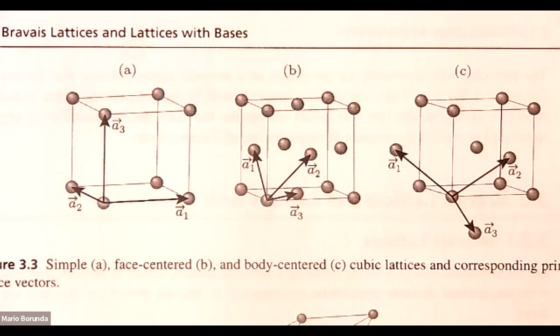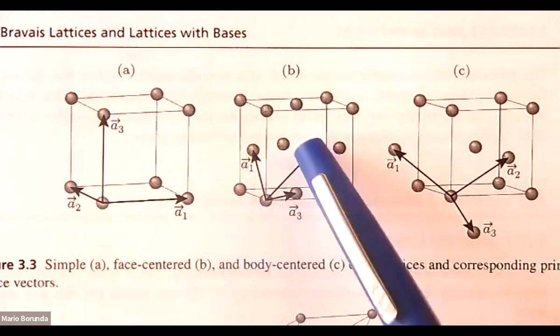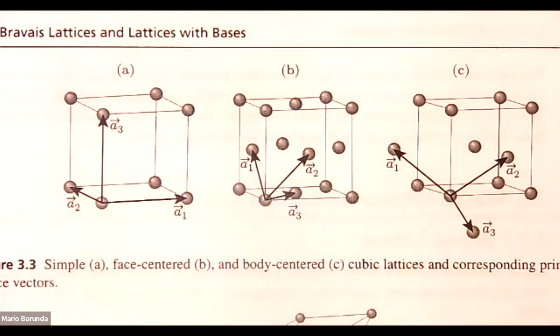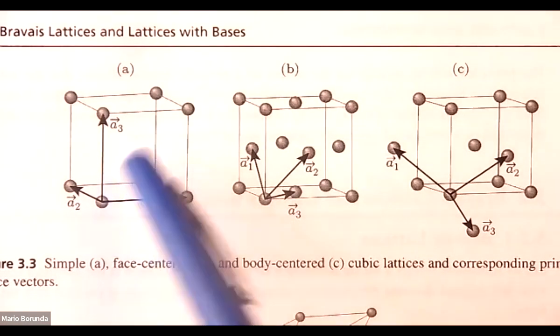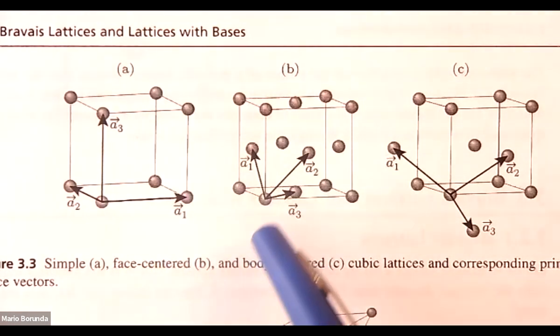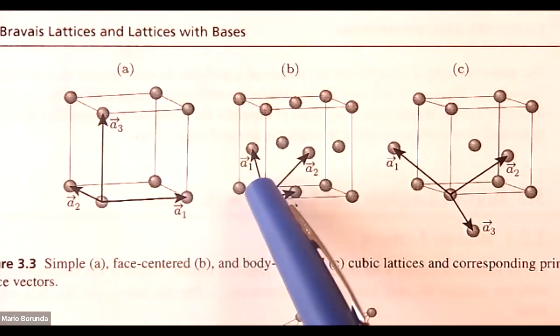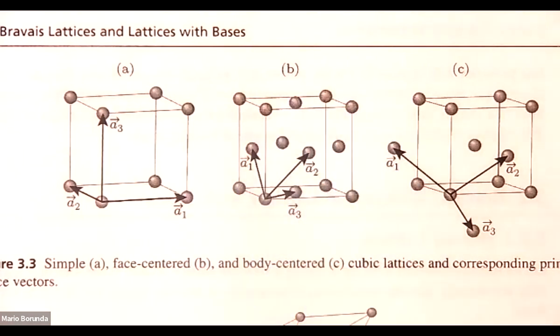Six neighbors. Perfect. So that's the simple cubic has six neighbors around it. You can do the same for each of these. So we have that the number of neighbors is six for this one. And if we look at the number of neighbors for this face center cubic, we actually have 12.